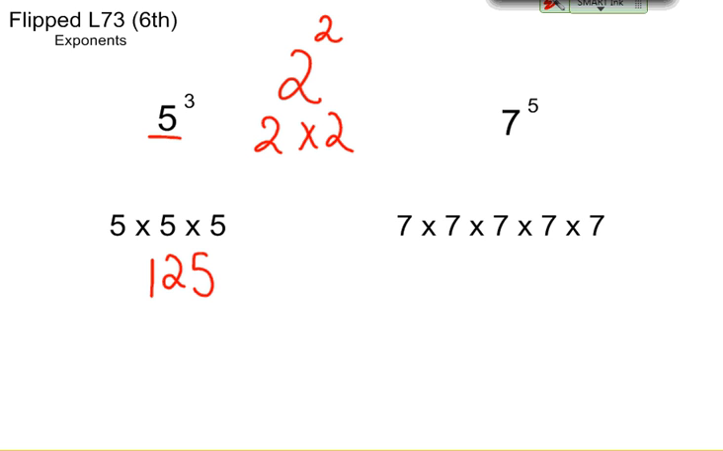Over here we see 7 to the 5th power, right? So we see that it's not 7 times 5, but instead it's 7 written 5 times. So 7 times 7, times 7, times 7, times 7. And so we have that idea. Very, very different than just doing 7 times 5. So that's the principle that goes into exponents.